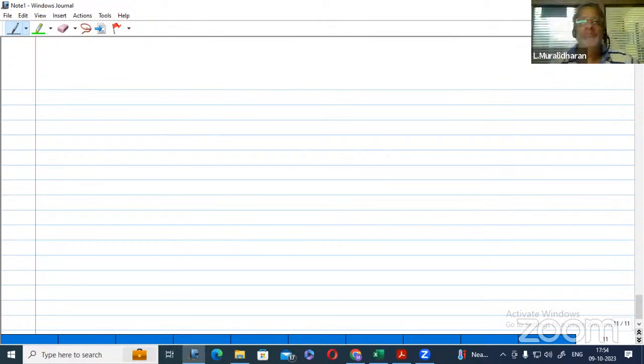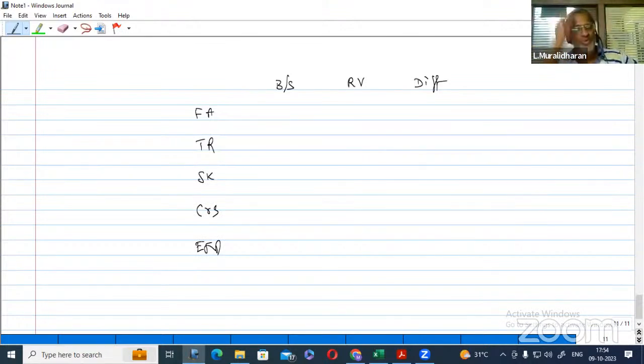But I got to convince him. How do I do that? So, just watch out. Balance sheet value, realized value. The difference is going to be profit or loss. Fixed assets you have, trade receivables you have, stock you have, creditors you have, expenses you have. These 5 items only cost you the profit or loss. Where you are getting the loss from, you should know.